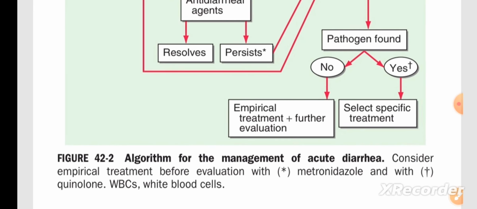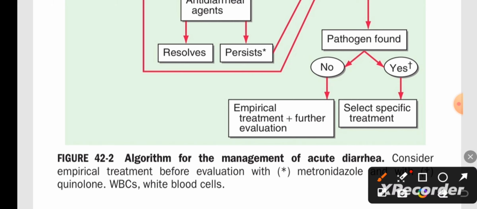What is the empirical treatment for diarrhea? Empirical treatment will be given as metronidazole and quinolones.